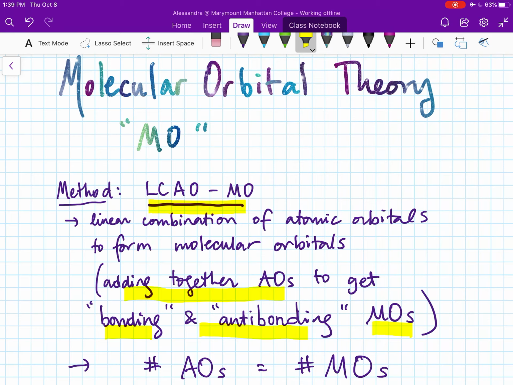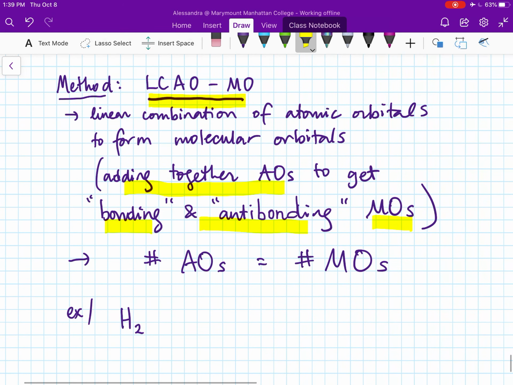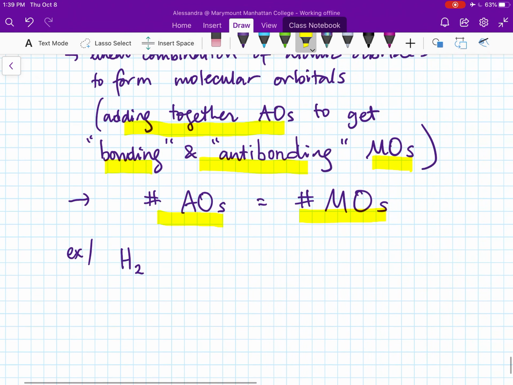So the guiding principle here is that the number of atomic orbitals that you add together is equal to the number of molecular orbitals that you get from the linear combination. So all of that might seem very technical and abstruse, but I'm going to clarify it now with a couple of examples. And I want to start with the simplest molecule we can, the H2 molecule.